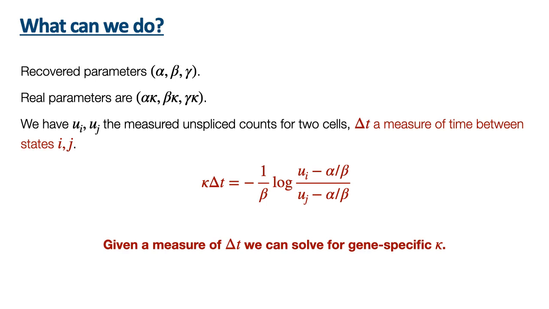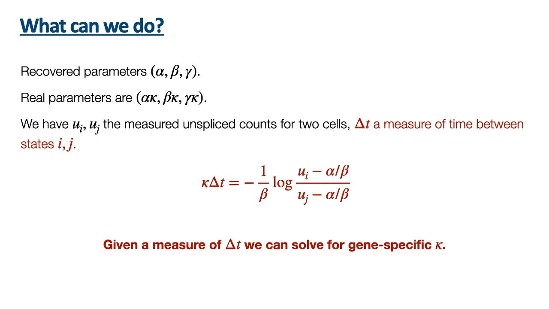We can rearrange the equation of u as a function of t, such that on the left-hand side of the equation, we have kappa delta t, and on the right-hand side, we have only values that we know or that we've recovered by fitting. What this means, in other words, is that if we have this measure delta t, we can solve for the gene-specific kappa.